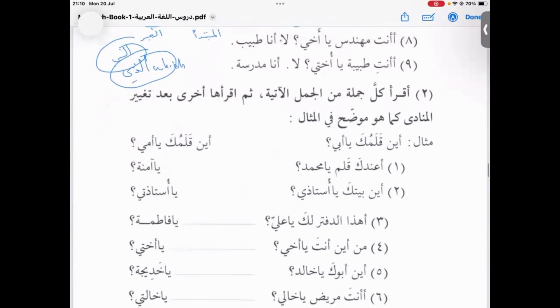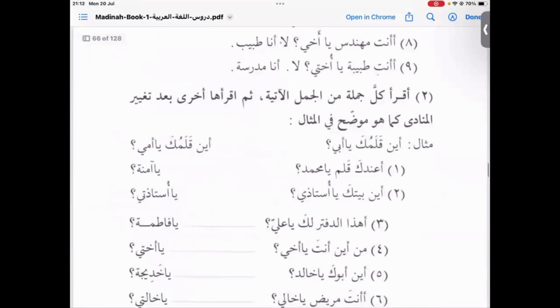Number 8. Who's going to do the next one? Inshallah, you guys do the next one. I'm tired now. Okay, I'll do that one. أنت مهندس. أنت مهندس يا أخي. Are you an engineer, brother? لا أنا طبيب. No, I am a doctor. Jazakallah khair. Next one. Number 9.